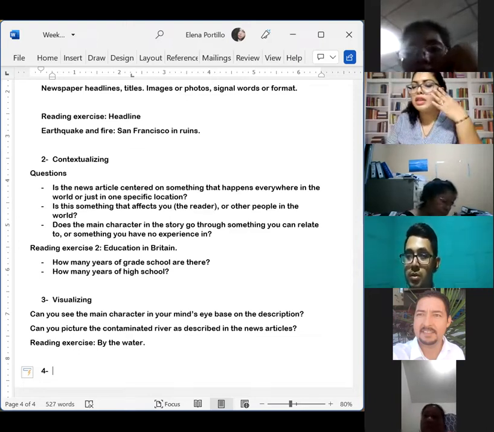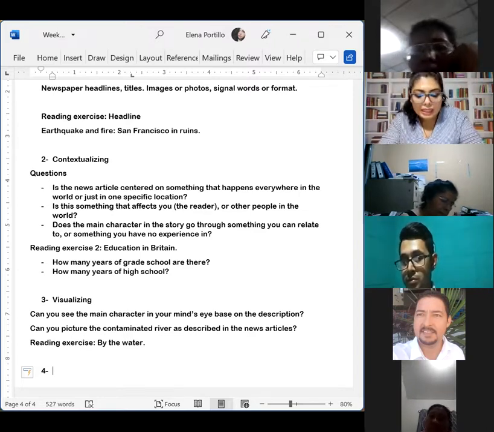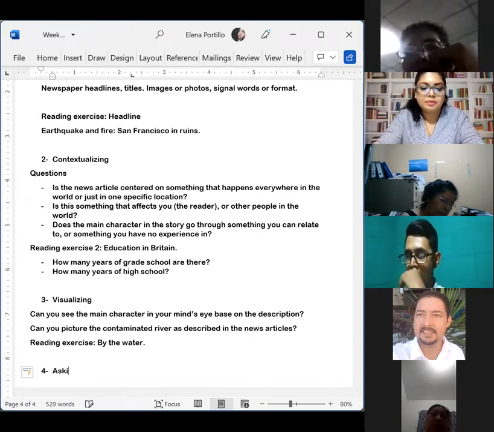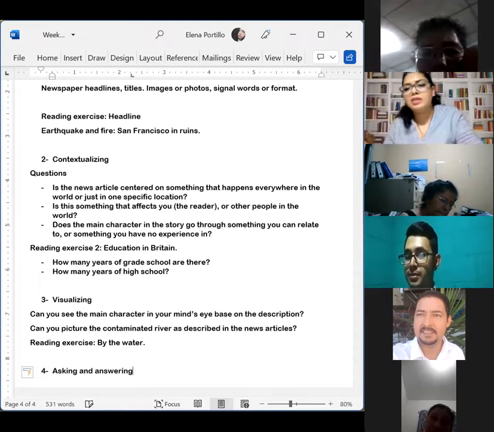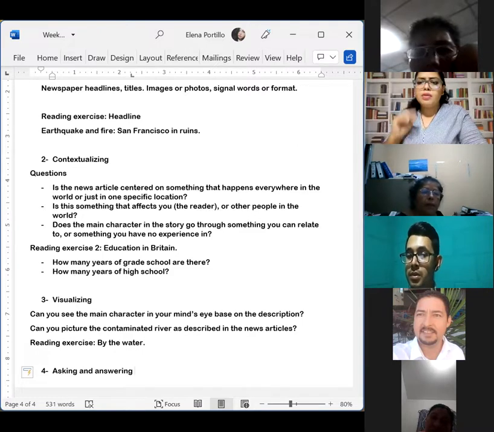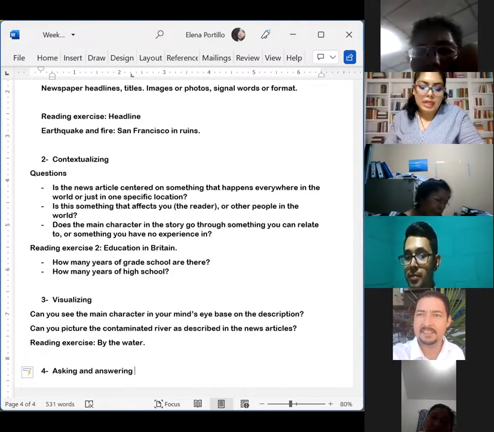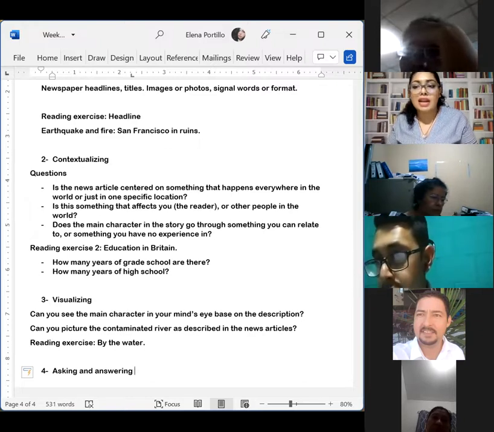This is very common in a reading process because we need information. So asking and answering. And this is something that all of us do when we are reading and even when we are hearing something. But in this case, what questions come to mind when you preview an article? ¿Qué preguntas se nos vienen a la cabeza cuando estamos haciendo el preview? O estamos tratando de entender de qué va a tratar el artículo.